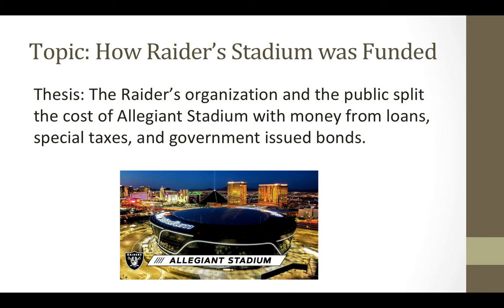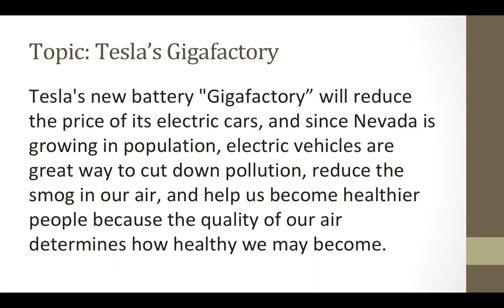Who paid for it? Two different entities, the Raiders and the public. And how did they pay for it? Three different ways: loans, special taxes, and government-issued bonds. That's a clear idea expressed in a declarative sentence. That's not a delayed main idea like the announcement was.